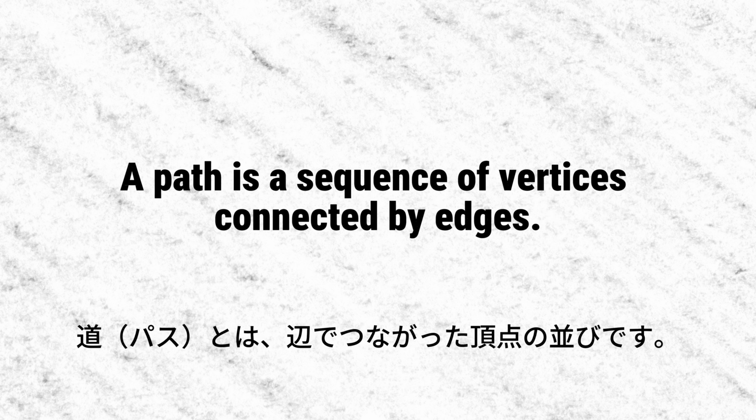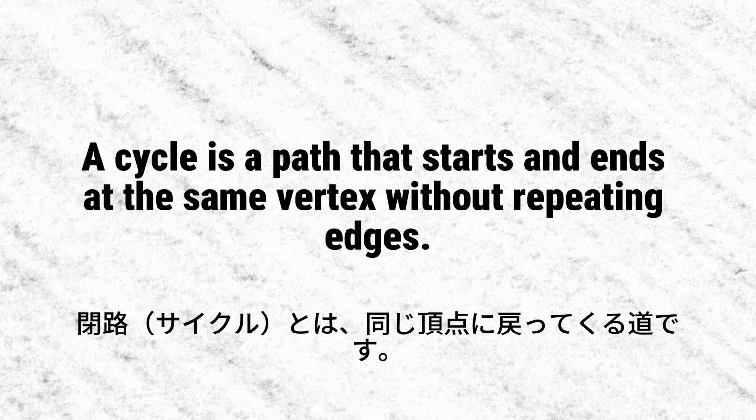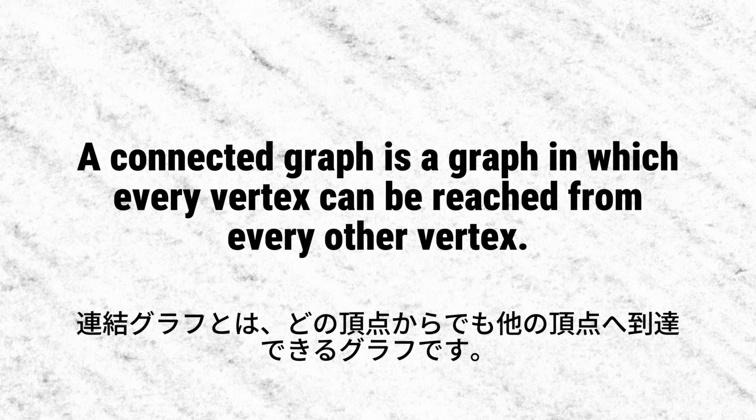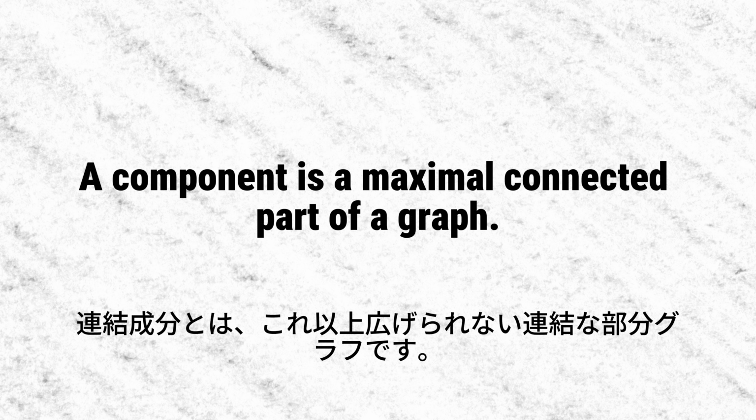A path is a sequence of vertices connected by edges. A cycle is a path that starts and ends at the same vertex without repeating edges. A connected graph is a graph in which every vertex can be reached from every other vertex. A component is a maximal connected part of a graph.